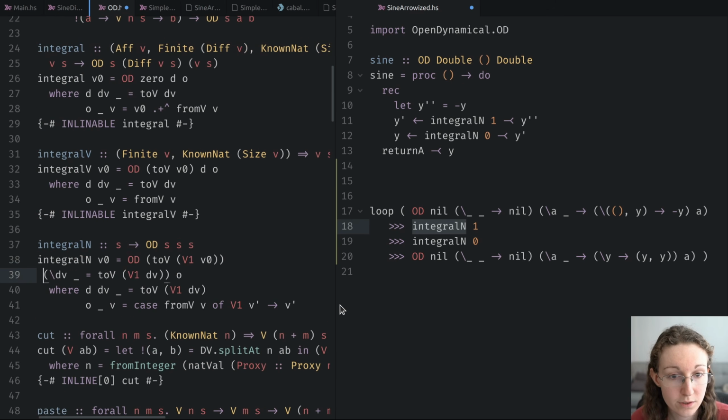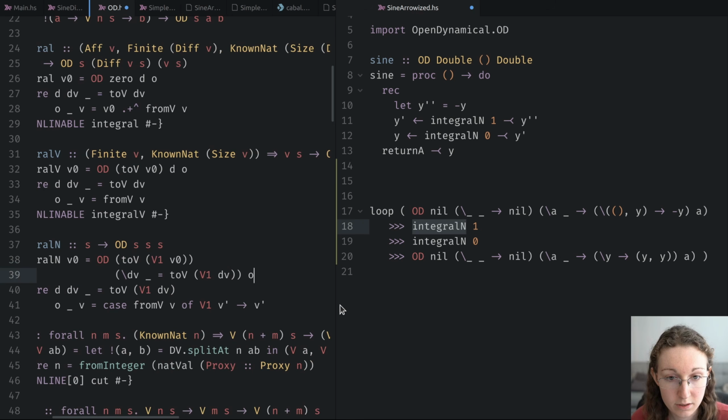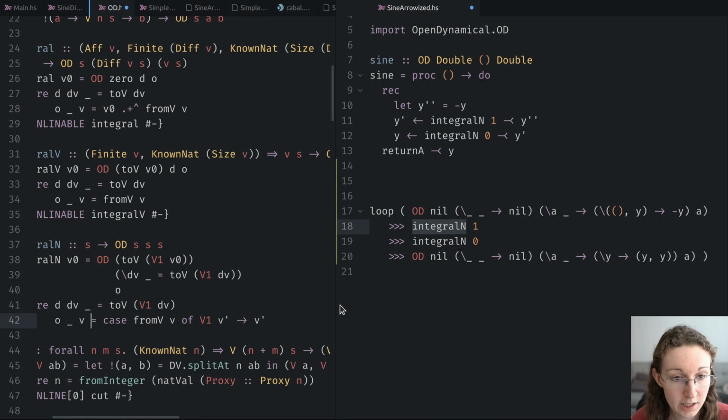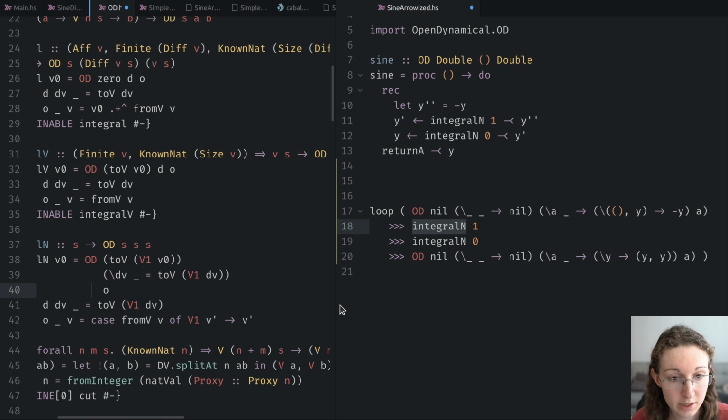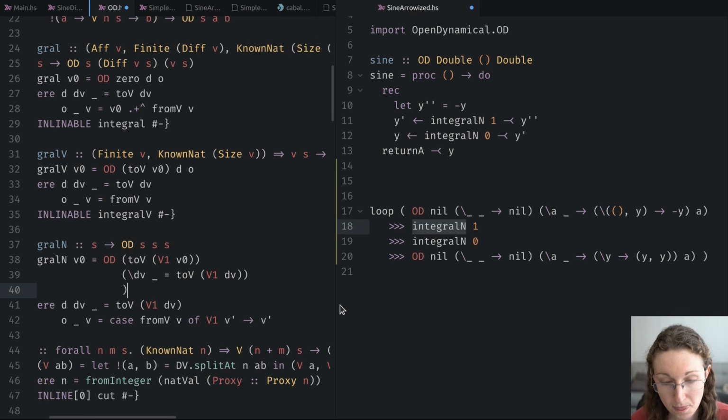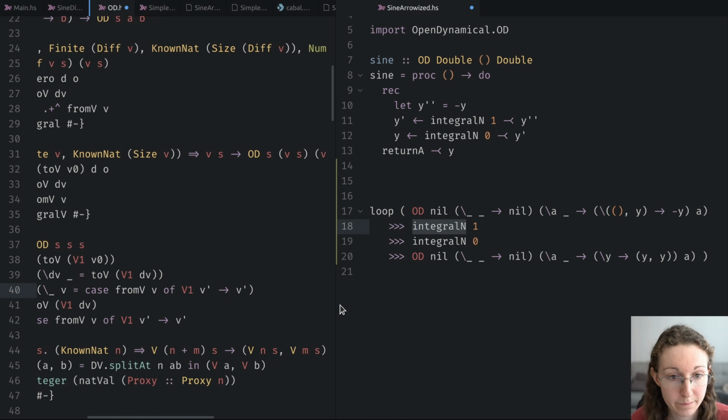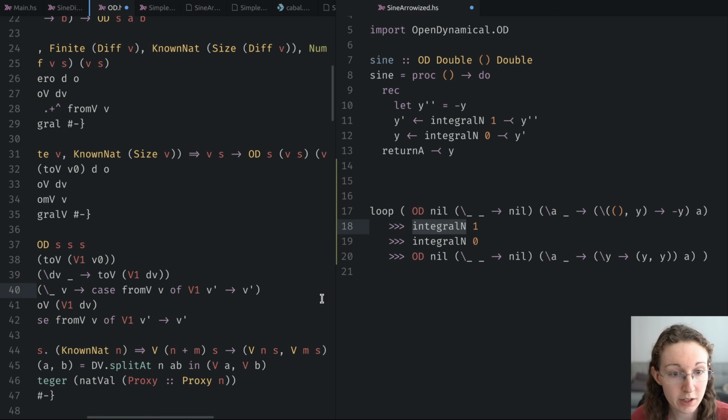And I'm going to break this over multiple lines. And then here, I'm going to have this lambda expression here. And then we need to replace these equal signs with right arrows.